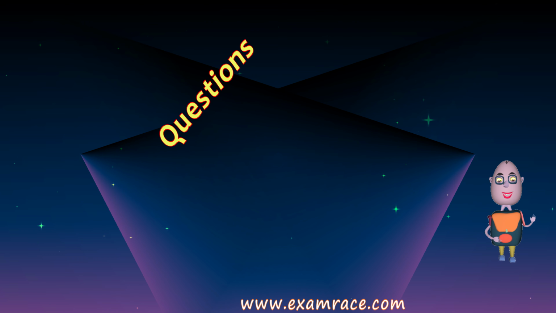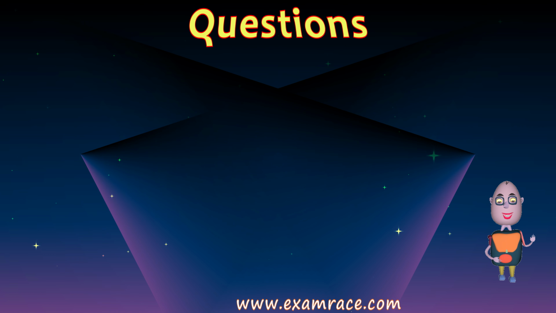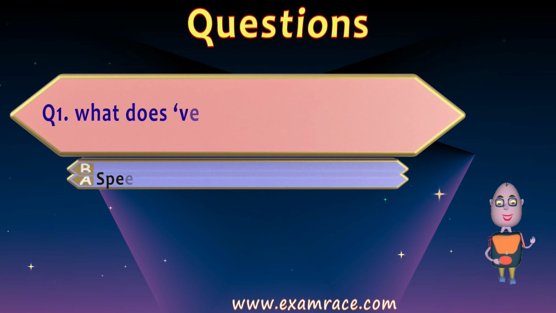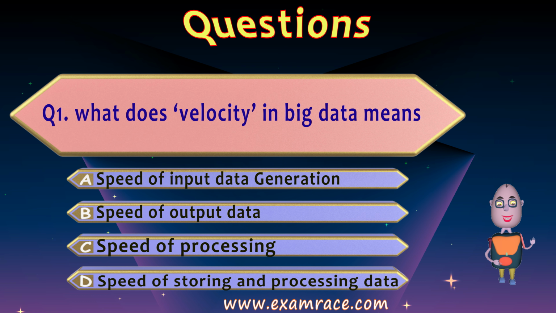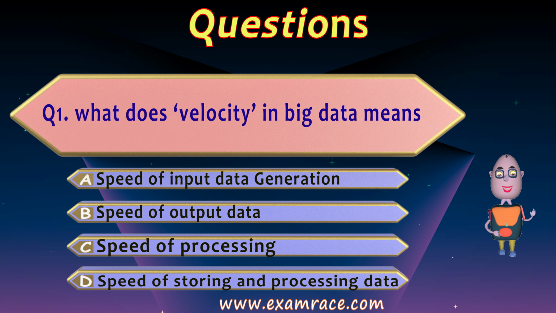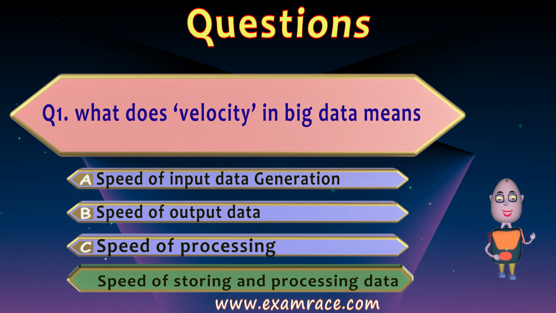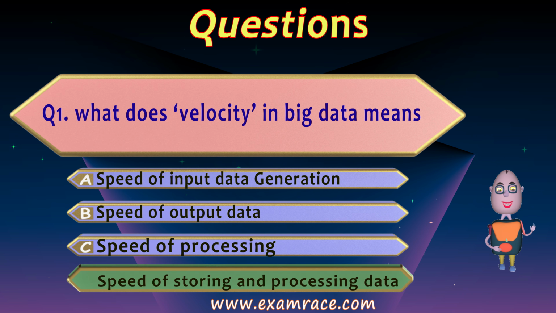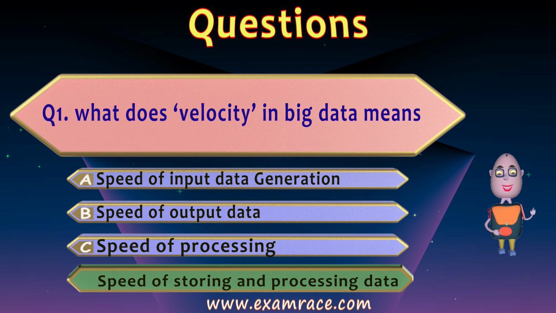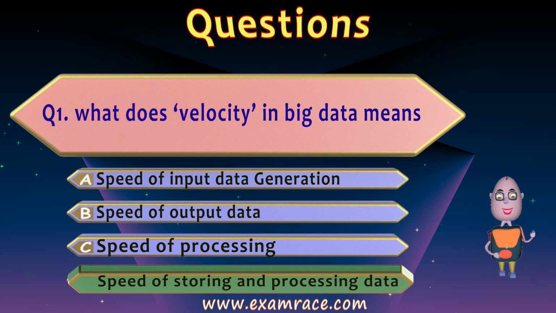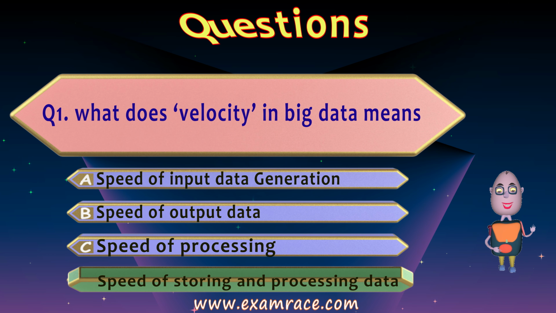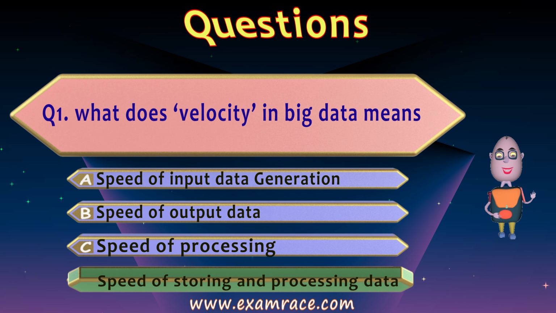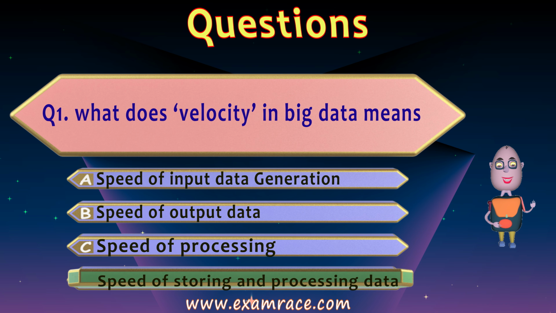So let's move to MCQs. The first question is, what does velocity in big data mean? So what is the correct answer for this particular question? Option number 4, that is the speed of storing and processing of data. Velocity simply means speed. It means that the data must reach the required person on time.